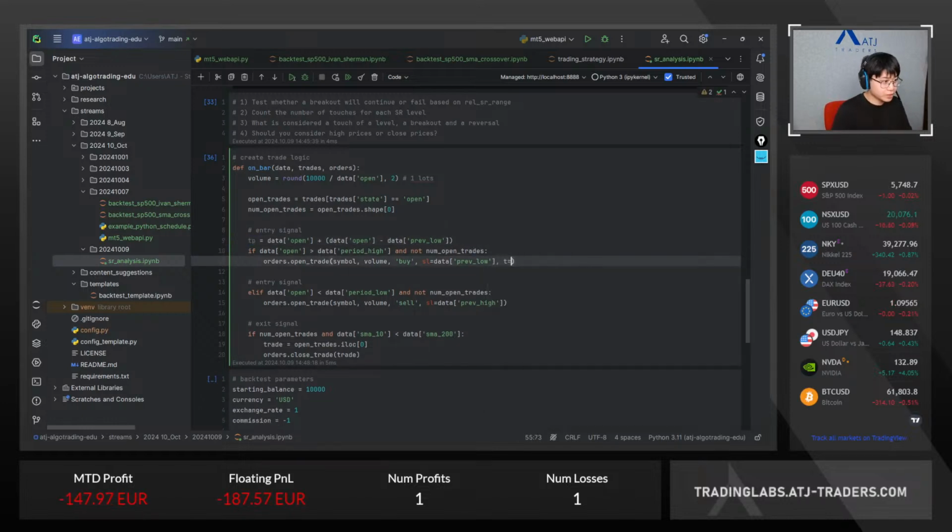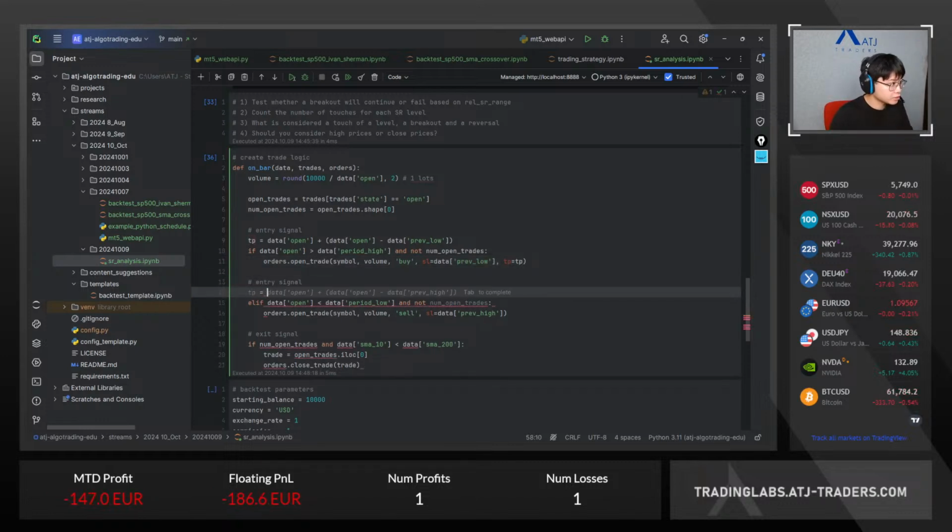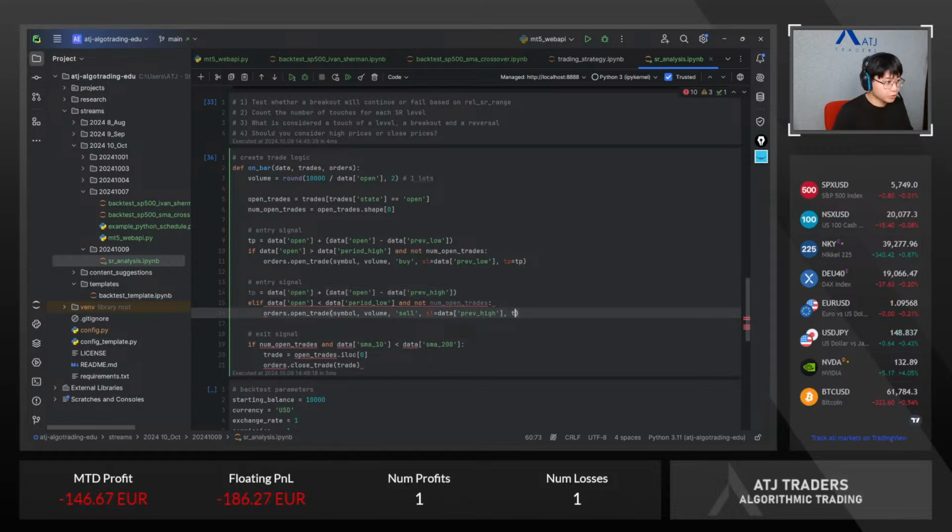So here TP would be equal to TP, and for the sell signal we also need to compute the take profit, which is our data open, and here we do minus, of course, because we are deducting. It's a plus because here the previous high is higher, so we can actually add it like that. So this value is negative, and then here the take profit would be equal to take profit. And let's see if I made any mistake here.